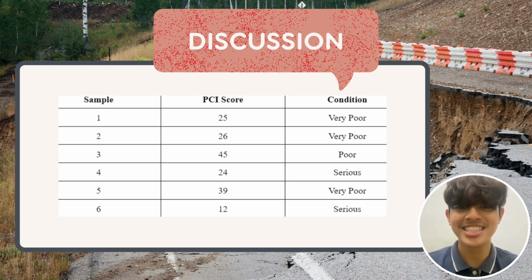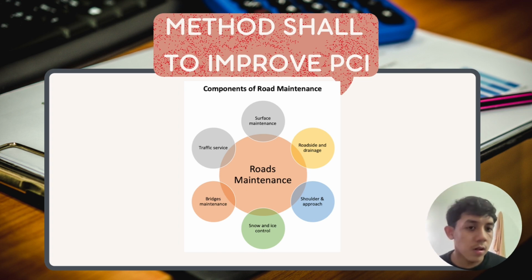Thank you. So for the method that we shall do to improve the PCI of the road surface, road maintenance contains 6 components. For the first one is surface maintenance, then roadside drainage, shoulder and approach, snow and ice control, bridge maintenance, and also the traffic service. Snow and ice control is more about some countries, where it is about weather control, weather prevention from any type of weather.